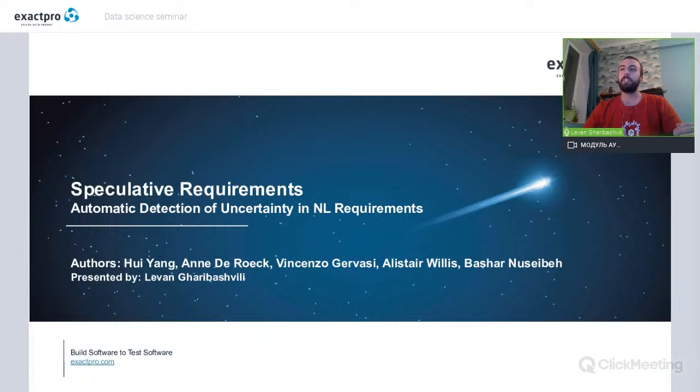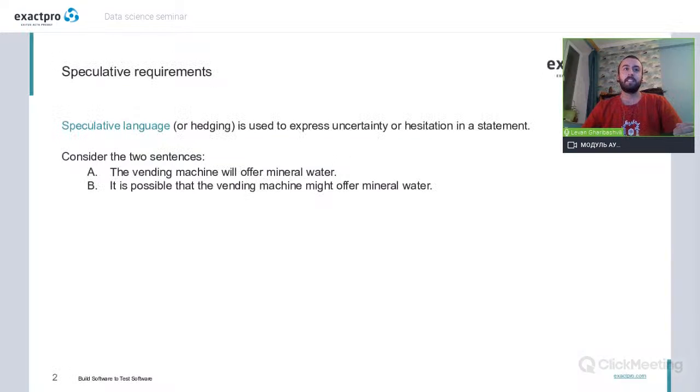I wanted this presentation to be a bit interactive, so I will be asking you some questions during the presentation, so make sure that you listen clearly. So let's start with what is uncertainty, what is speculative language. I will start with an example because I think it's easy to understand from an example. You can see 2 sentences here, and I want you to tell me what kind of differences you see between these sentences. You can write the answers in the chat. Sentence A: The vending machine will offer mineral water. And sentence B: It is possible that the vending machine might offer mineral water.